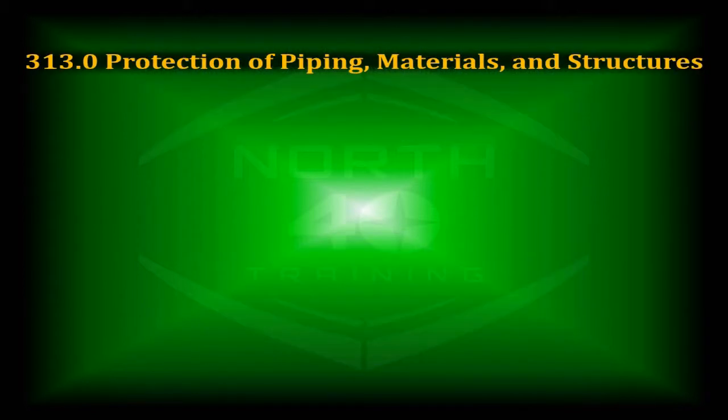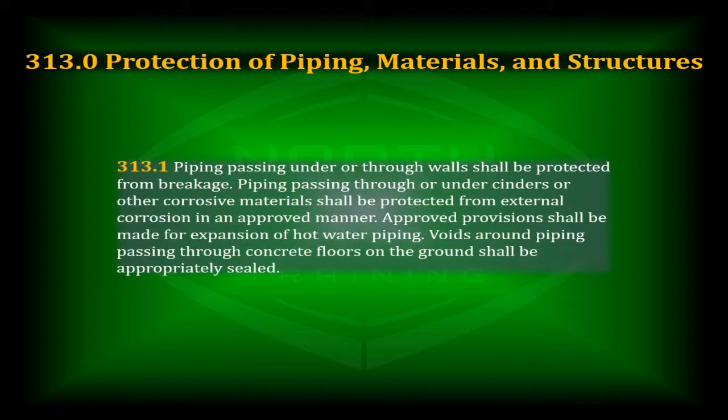313. Protection of piping, materials, and structures. 313.1. Piping passing under or through walls shall be protected from breakage. Piping passing through or under cinders or other corrosive materials shall be protected from external corrosion in an approved manner. Approved provisions shall be made for expansion of hot water piping. Voids around piping passing through concrete floors on the ground shall be appropriately sealed.